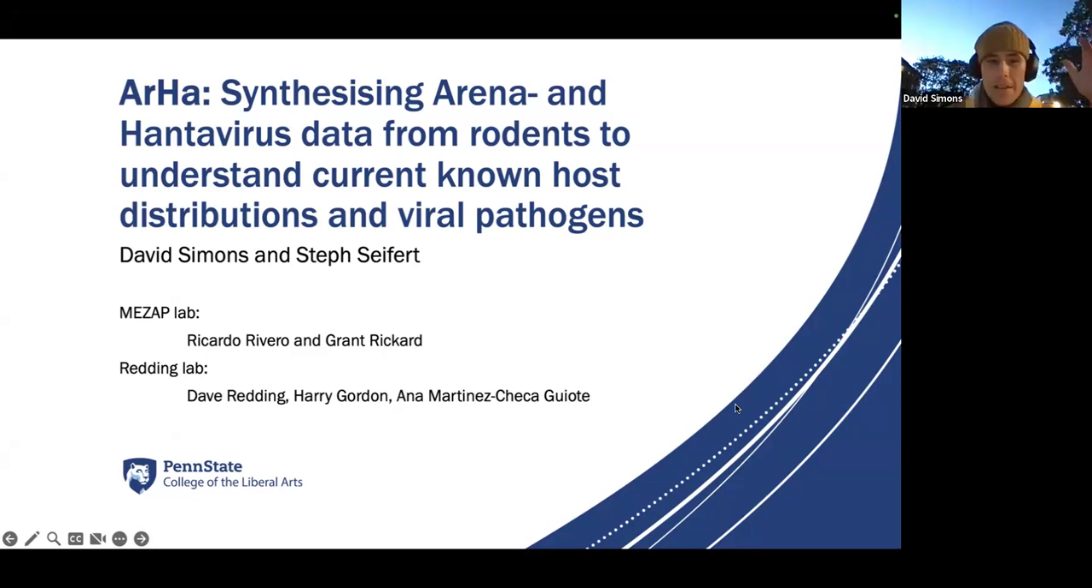So as Steph mentioned, the project is called ArHa. What I wanted to do is produce a data set where we would be able to synthesize all of the literature, all of the published assays that have been conducted in small mammals for two viral families, the Arenaviruses and the Hantaviruses.